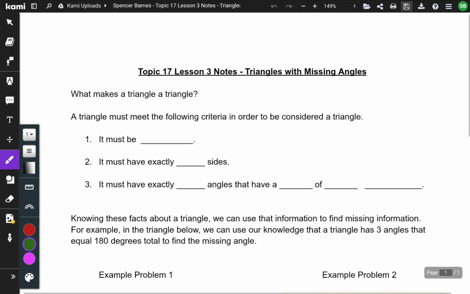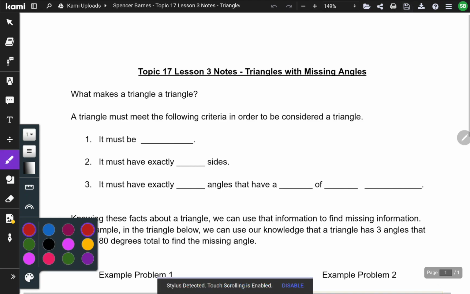Okay, so first things first, to be a shape at all, it needs to be closed, to be a polygon. So to be a polygon, it must be closed. That means it's got no openings in it. Secondly, it must have exactly 3 sides. To be a triangle, you have to have 3 sides.